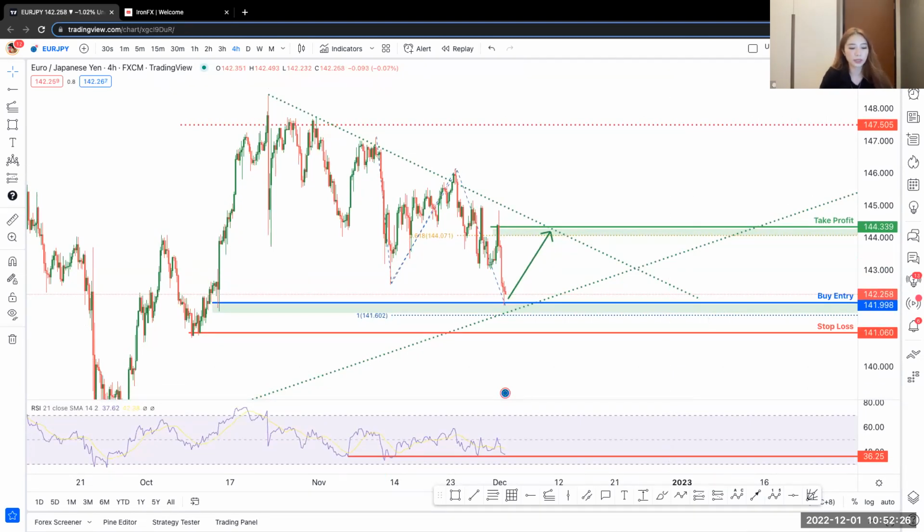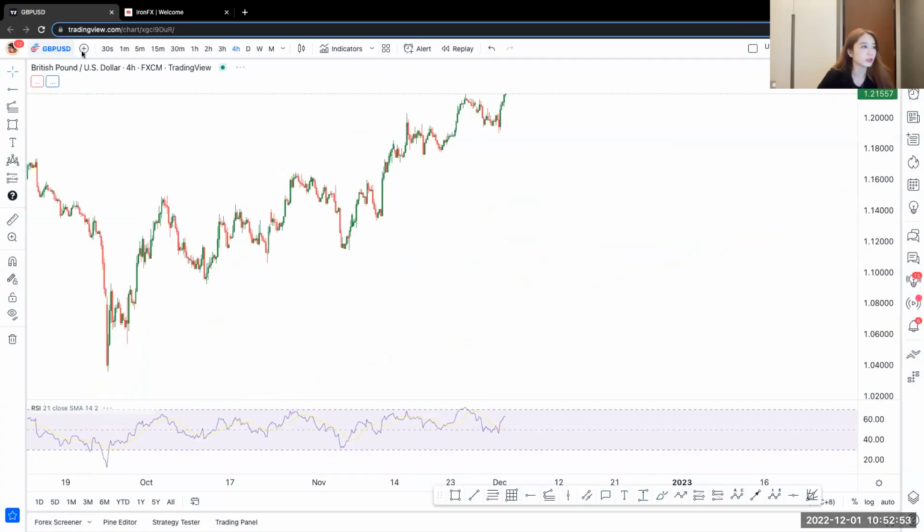Do Joseph have any other questions for Euro JPY before we move on to pound dollar? Okay, I guess we are done with that. Let's look at pound dollar.